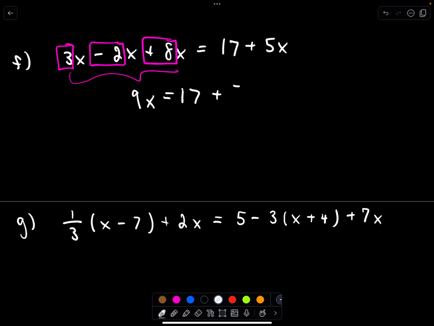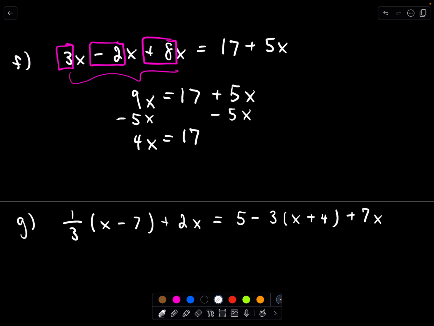Okay, I want to get all of my x's together. Again, we're going to leave the right side alone. So 9x equals 17 plus 5x. Well, I'm going to subtract 5x from both sides. On the left, 9x minus 5x, that's just 4x. I'll just be left with 17 on the right side.